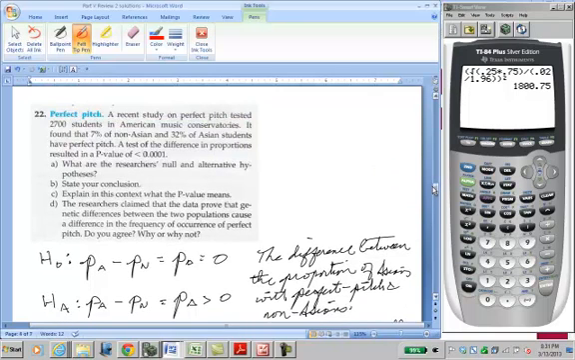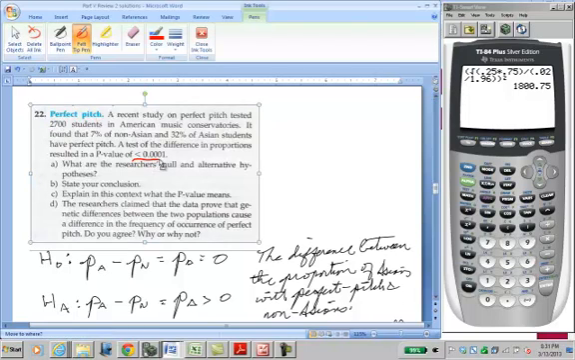Perfect pitch. Okay. A recent study, all right, we went through this, found 7% of non-Asians and 32% of Asians have perfect pitch. A test of the difference finds a p-value. Look at this p-value. It's really small.